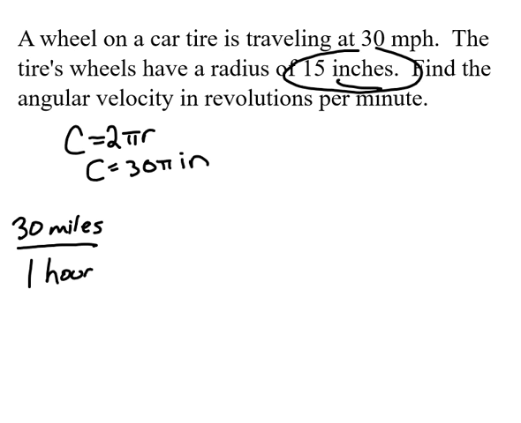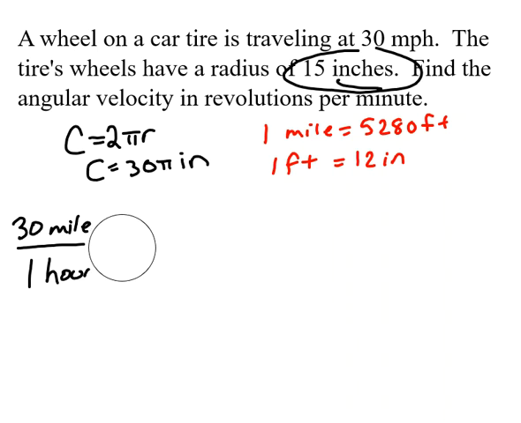Okay? I also need to know a couple of facts. I need to know that 1 mile is 5,280 feet. And I need to know 1 foot is 12 inches. Okay. So, next thing we're going to do is we're going to convert. I'm going to take care of the time first.